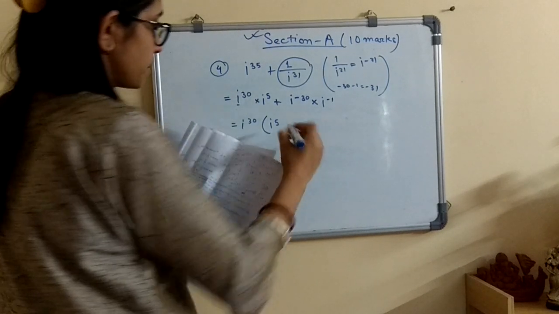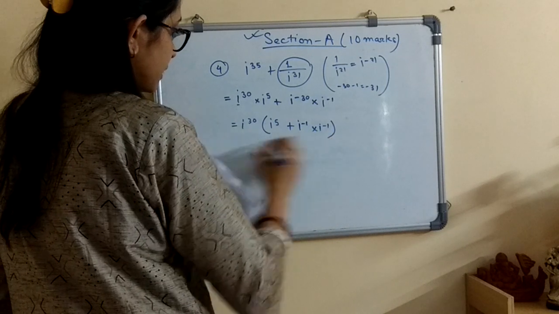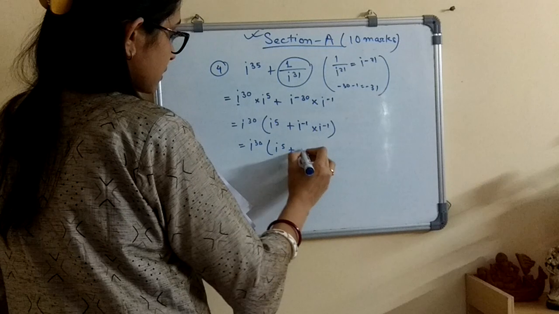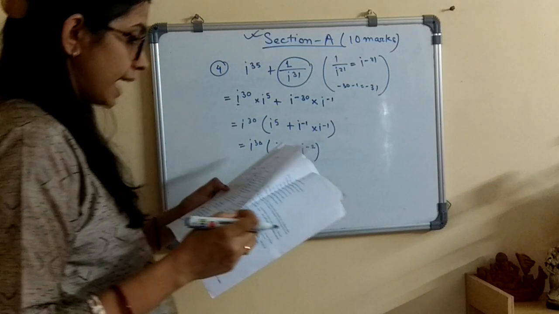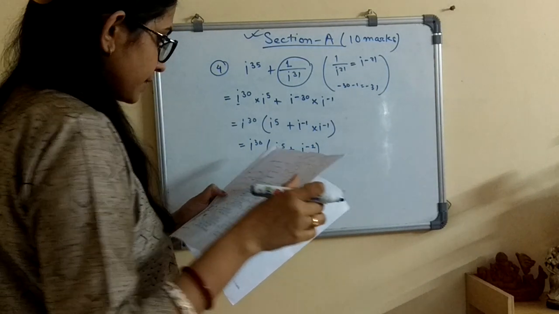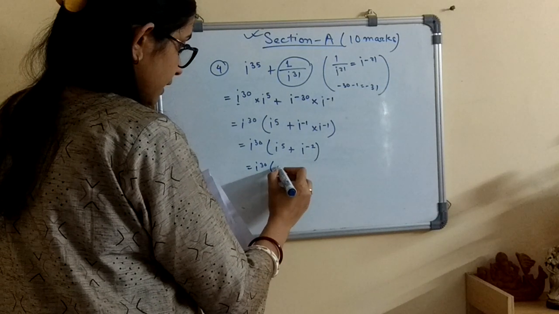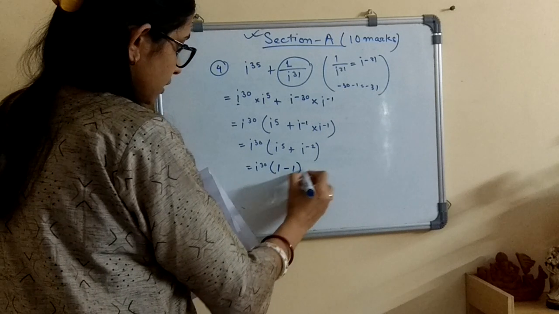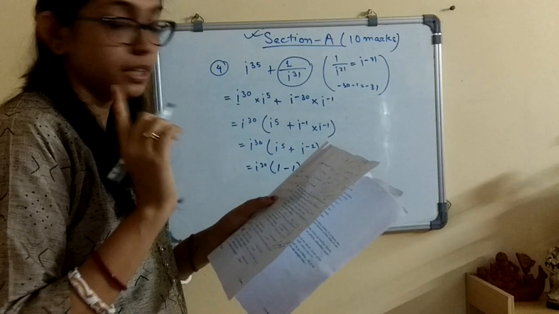So now let's take i to the power 30 common, then i to the power 5 plus i to the power minus 1 into i to the power minus 1, that is i to the power 30 times i to the power 5 plus i to the power minus 2. Calculating it, what will we get? i to the power 5 is i, and i to the power minus 2 is minus 1. So it is equivalent to 0, which is provided in option number 1.